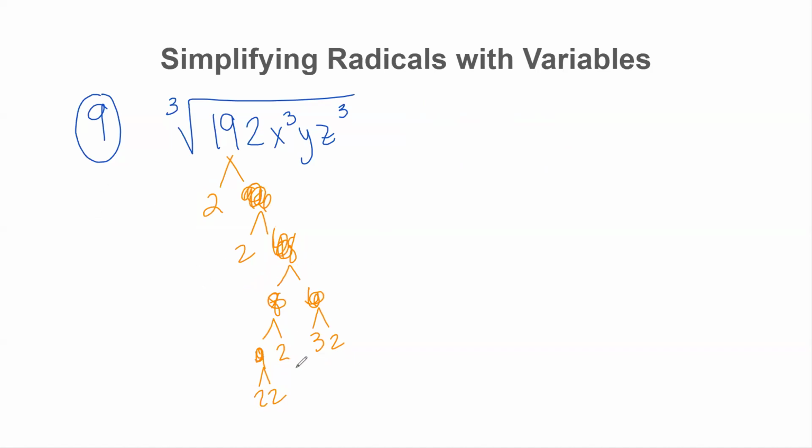Okay, still only looking at the primes. Triplets. Triplet of 2s, so he's out. There we go. That makes a 4. The 3 is not part of a triplet, so put him back inside and make sure you put the cube root.